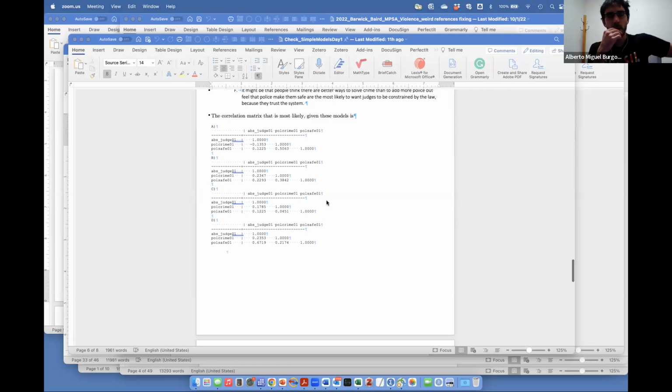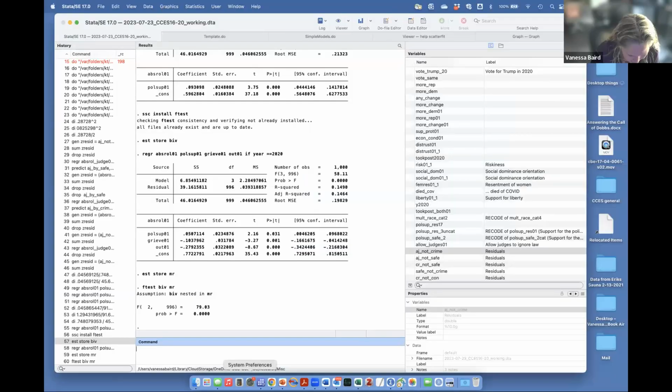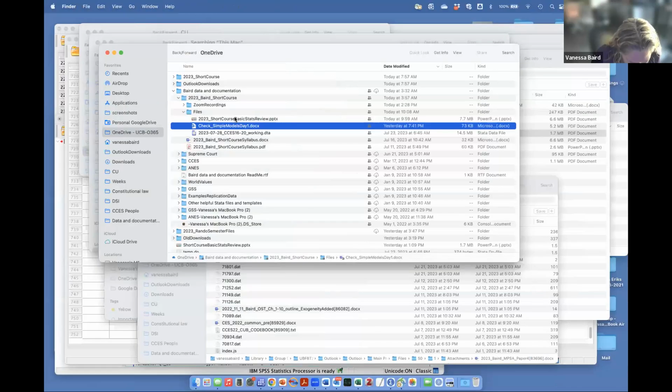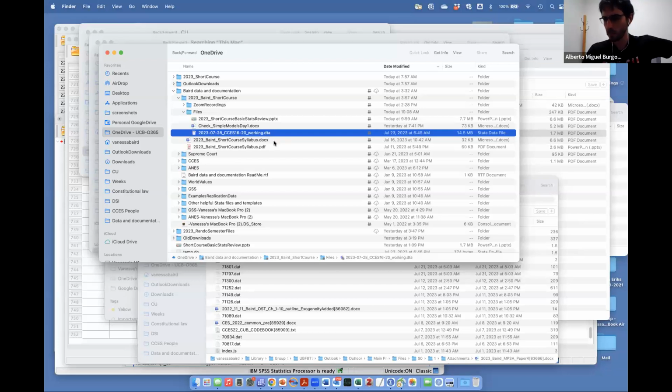Question: are we going to be given the data set to run and code the regressions? Sure, why not? In fact, I think it is actually right now in the data folder. Oh yeah, it's right there. The data I used for creating that is right here.